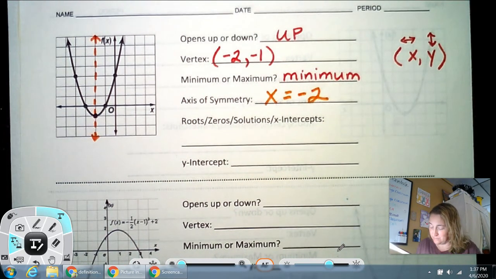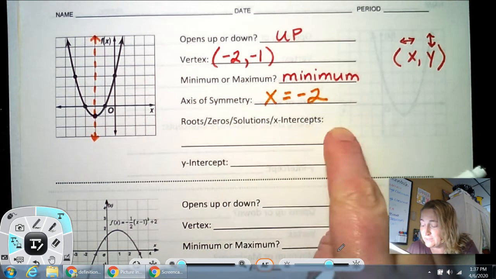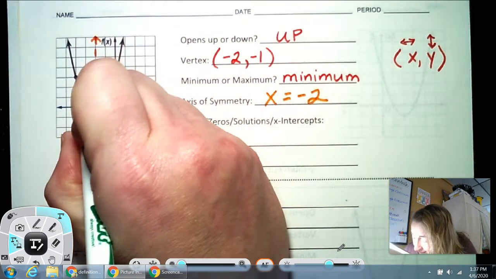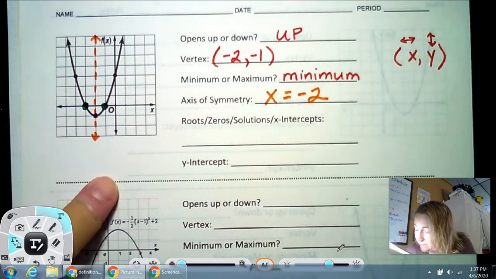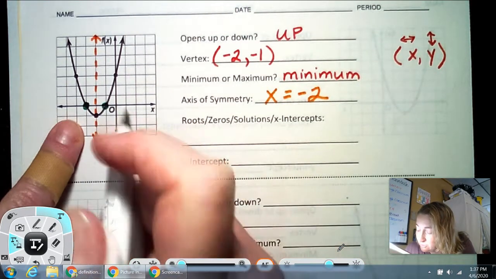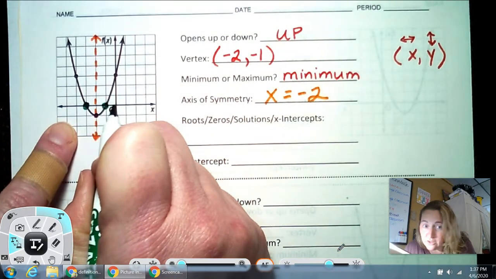Okay. So now we need to look for our roots or zeros or solutions or x-intercepts. I wrote all those names because they're all the same thing. I have one here and I have one here. Okay. So my solutions are at, I'm going to start at the origin.